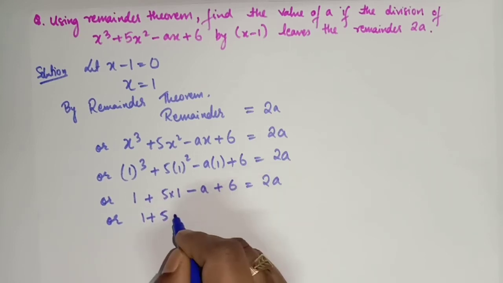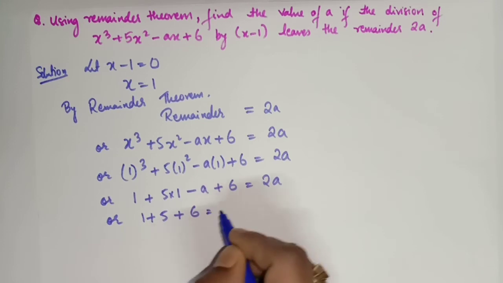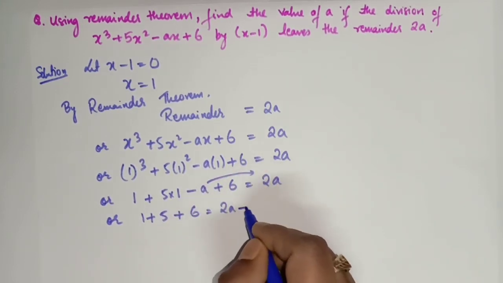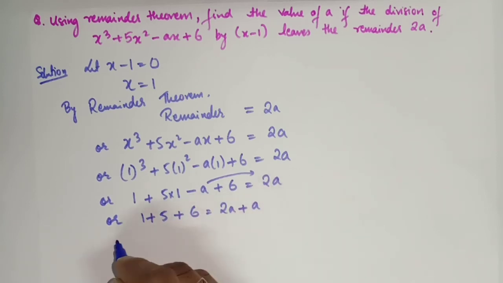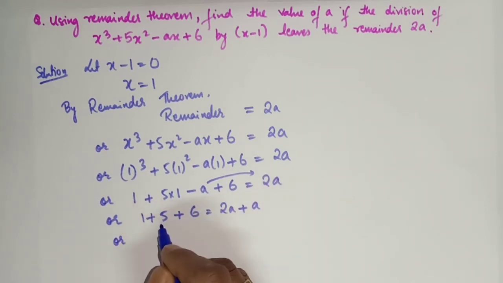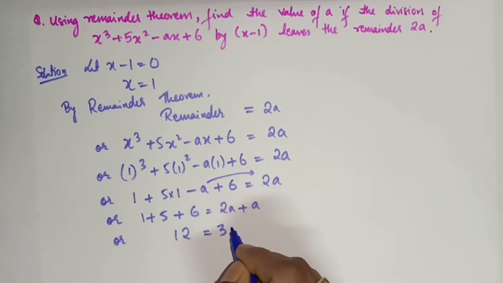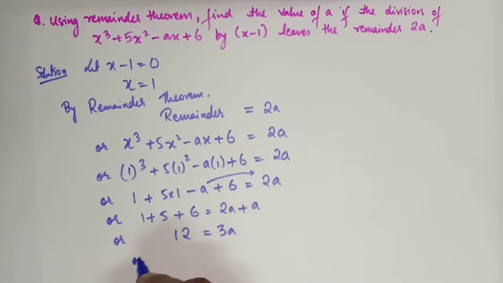So this minus a I will take that side. Plus 6 equals to 2a. This I am taking that side. So minus a, when it goes that side, it will be plus a. You can see here 1 plus 5 is your 6. 6 plus 6 is your 12. 12 equals to 3a.